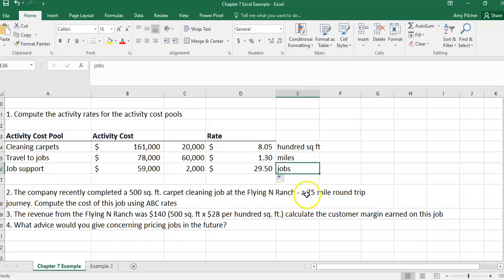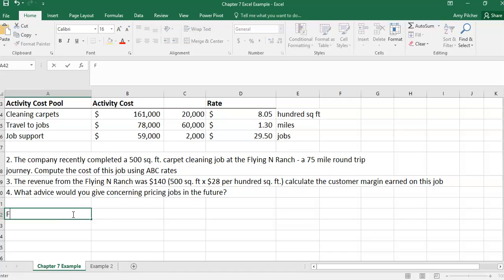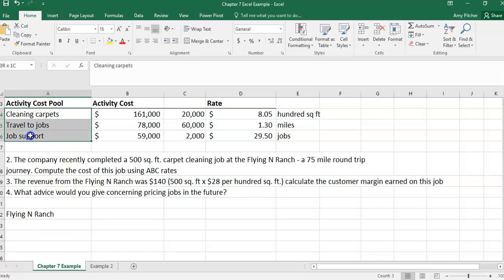Now we're asked to look at one of their particular jobs. So they're trying to decide how much money they actually made on this job. So what was the cost of this job using these rates that we just calculated? So then if you remember back to chapters 2 and 3 when we looked at job costing, this would essentially be our job costing sheet where we're recording what happened on this carpet cleaning job and how much it costs us in order to charge the customer.